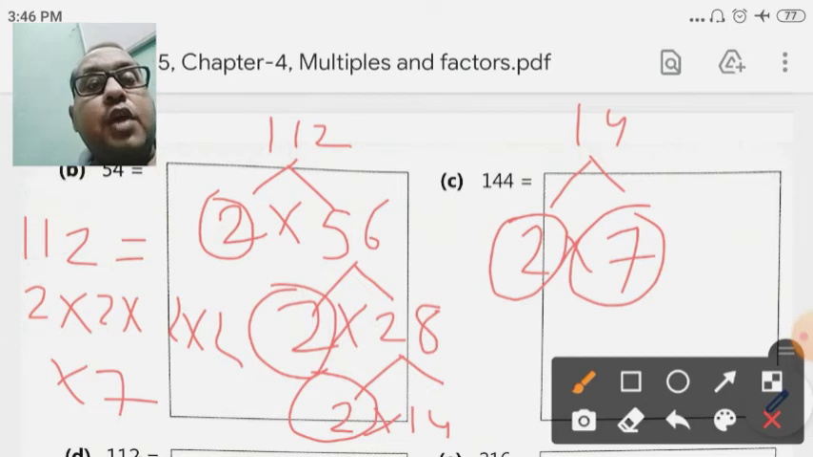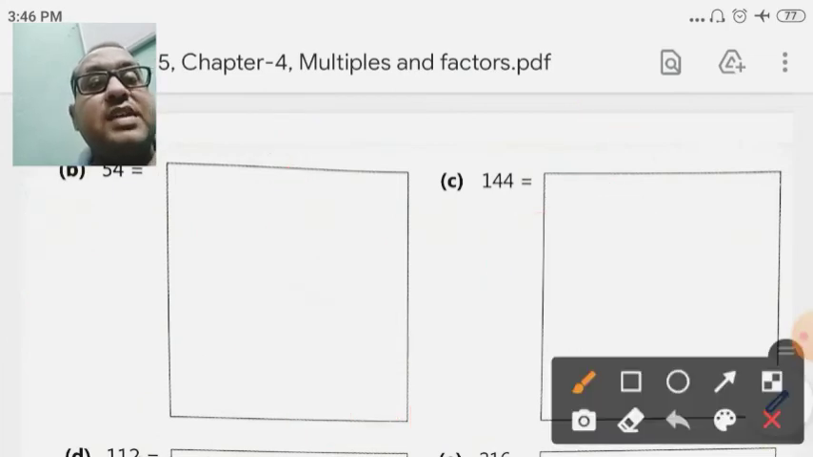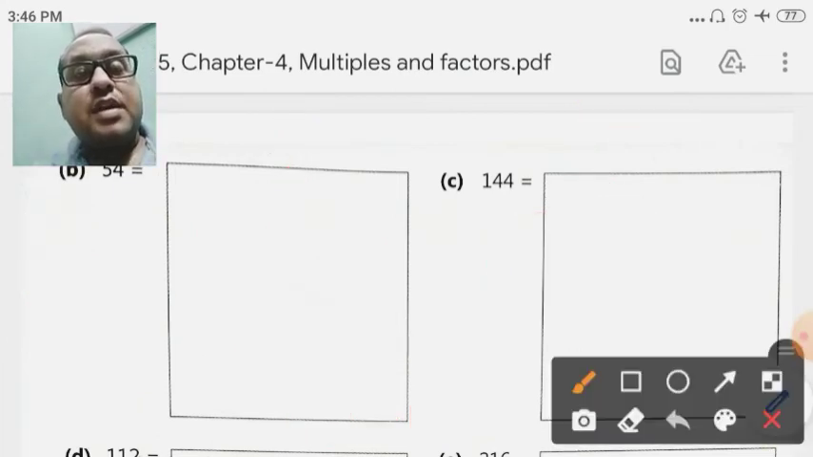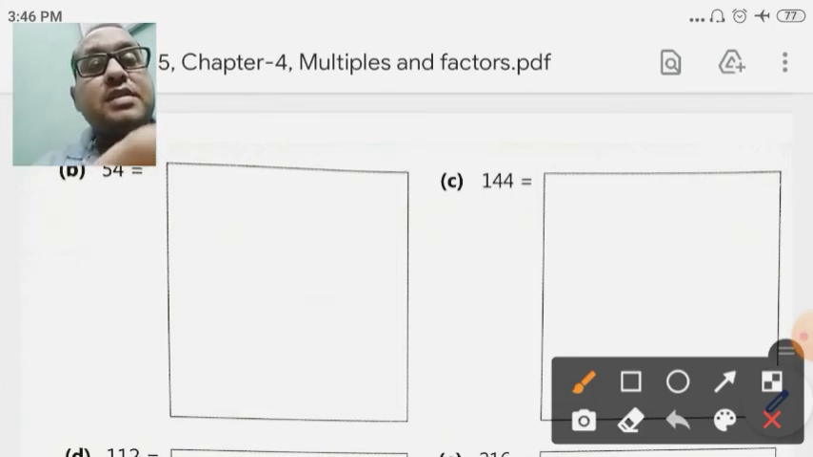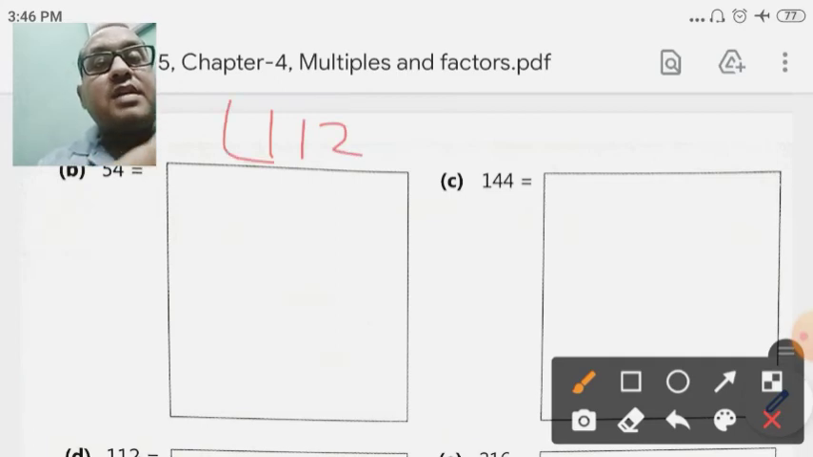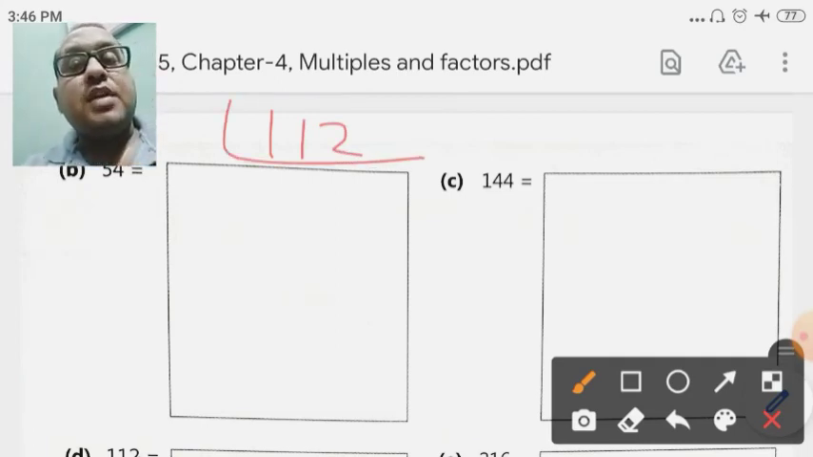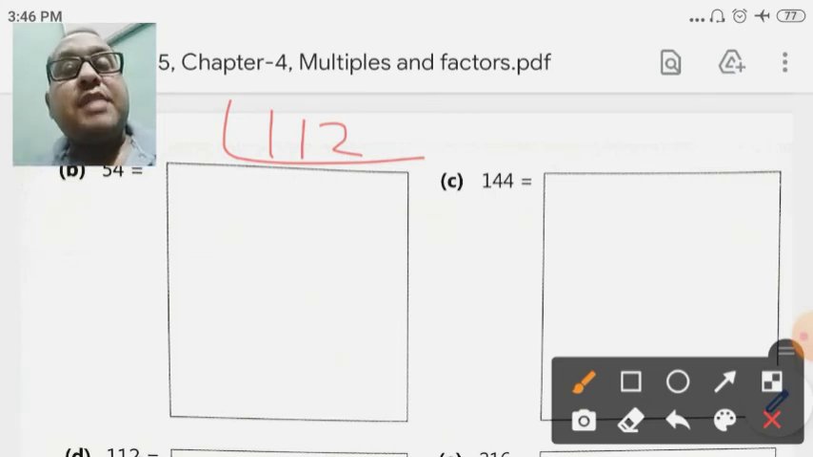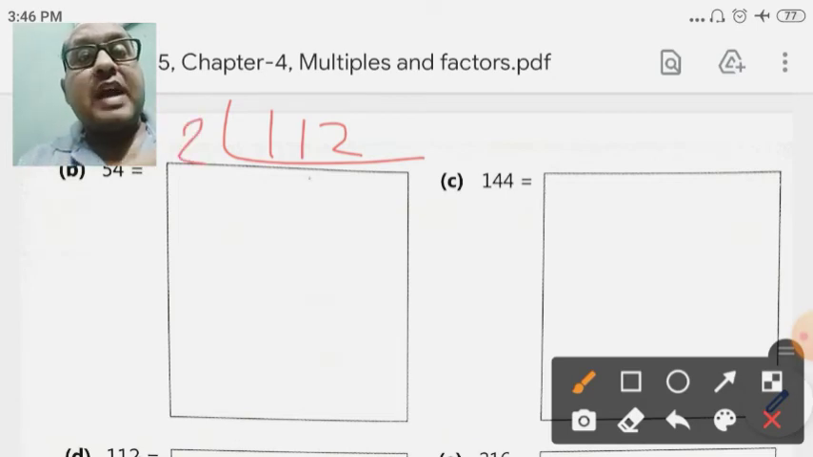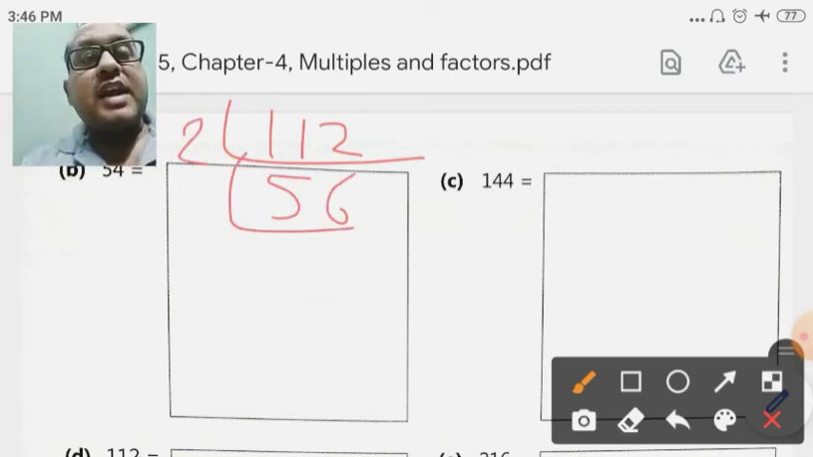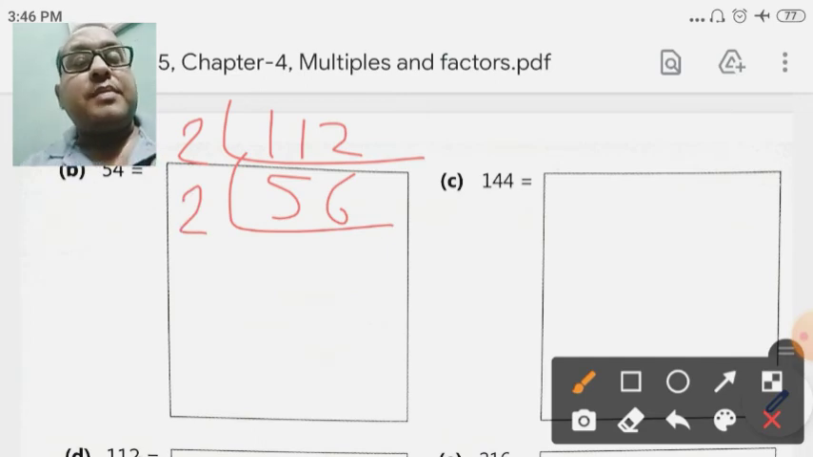If we have to find the prime factors of 112 using the prime factorization method, how can we find them? Let us check 112. In prime factorization, we know that we have to start dividing 112 by each and every prime number. So start with the smallest prime number, which is 2. 112 divided by 2 is 56. Now again divide by 2. 56 is divisible by 2. So 56 divided by 2 is 28.